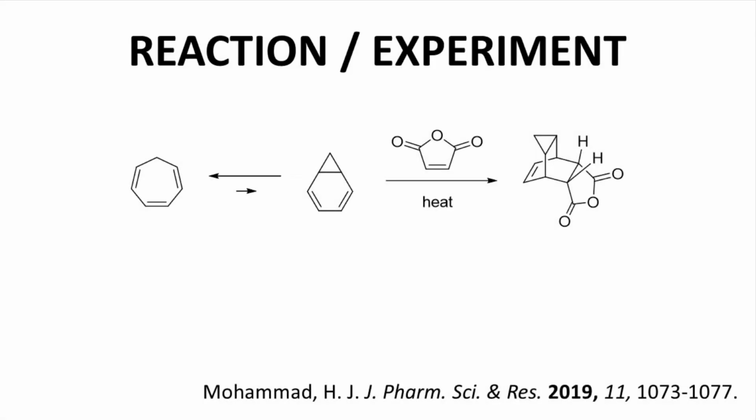Here is our reaction. I've copied the equilibrium from the previous slide and added a Diels-Alder. How does this work? We simply combine cycloheptatriene and maleic anhydride and heat the mixture. What happens? Cycloheptatriene is in equilibrium with its cyclohexadiene form, and the cyclohexadiene reacts as a diene with maleic anhydride, a very reactive, very electron poor dienophile, to give a Diels-Alder cycloaddition as the product shown.